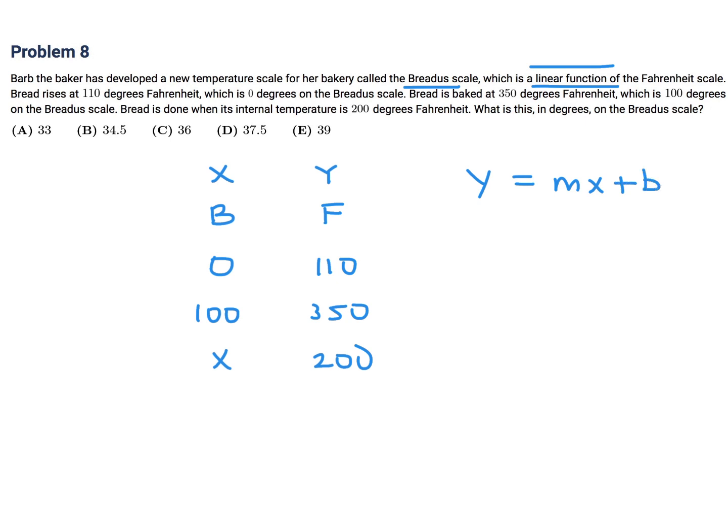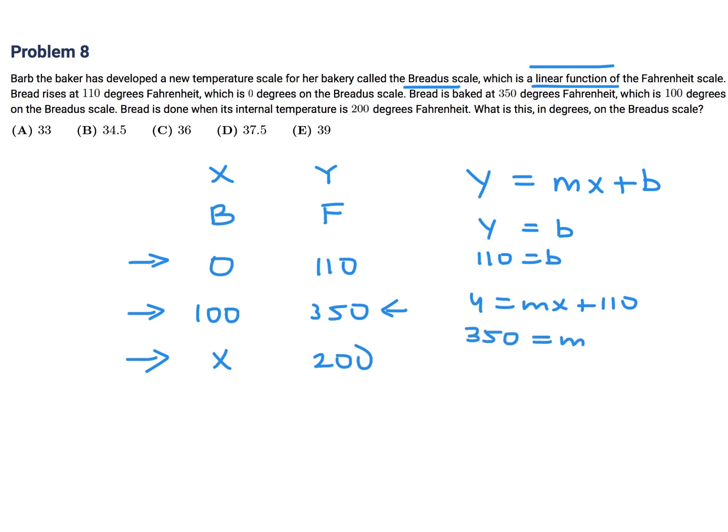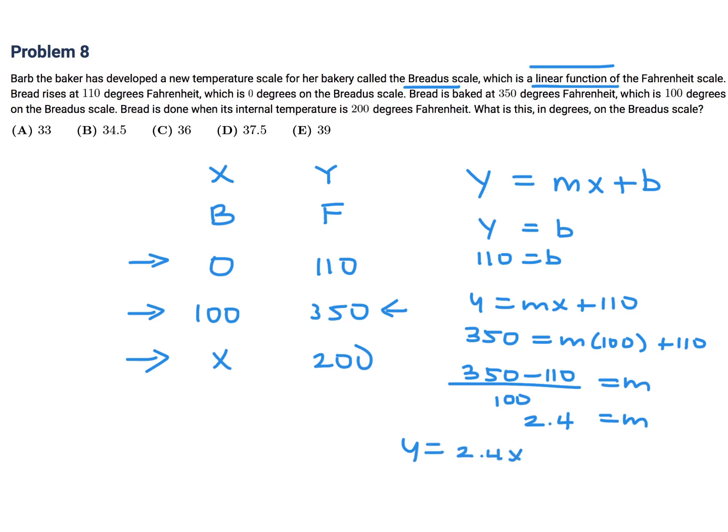Okay, I think it shouldn't be too difficult. We just use these as X and Y and then eventually plug in 200 for Y. So when X is 0, Y would be equal to B, and Y is 110, so B is 110. Therefore Y is equal to MX plus 110. Let's plug in 350. X is 100, and therefore 350 minus 110 over 100 is M, and M calculates to 2.4. So that equation is Y equals 2.4X plus 110.